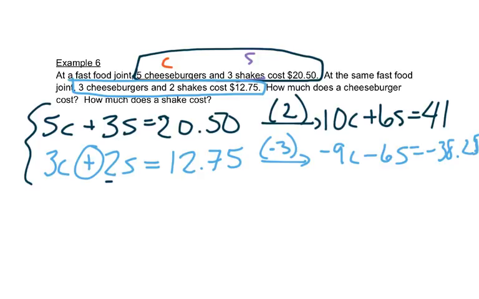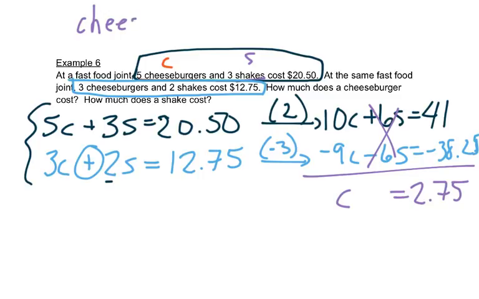So we'd add these together. 10C plus a negative 9C is just 1C. The S's cancel out. And 41 plus a negative 38.25 is 2.75. So now I know that my cheeseburgers, because C stood for cheeseburgers, are $2.75.